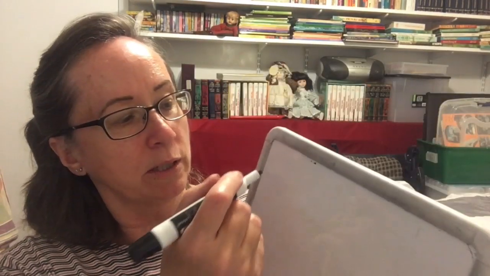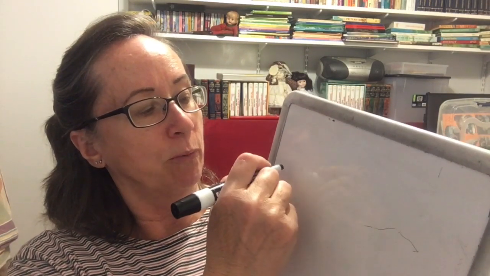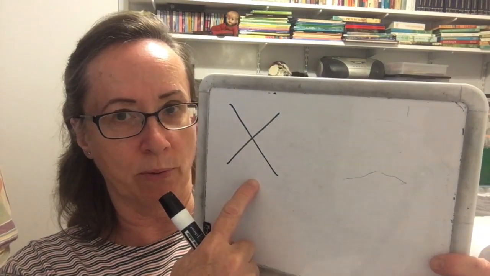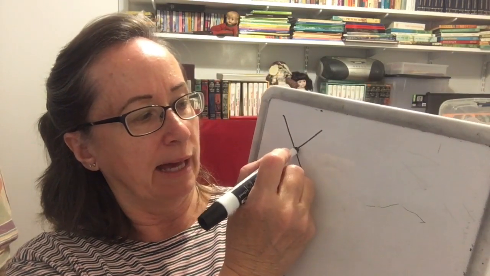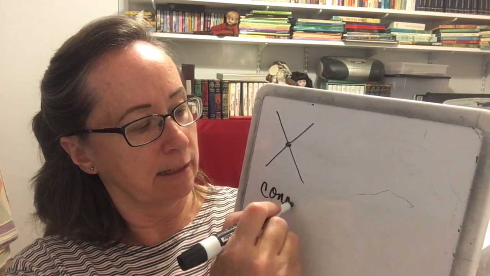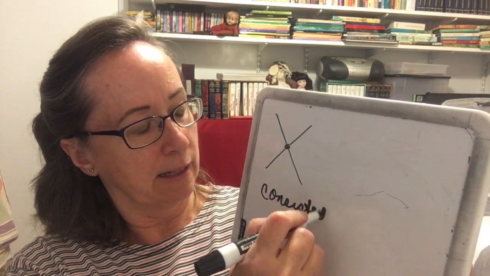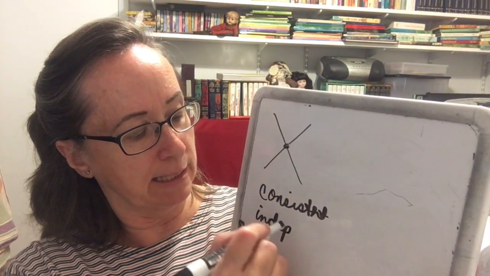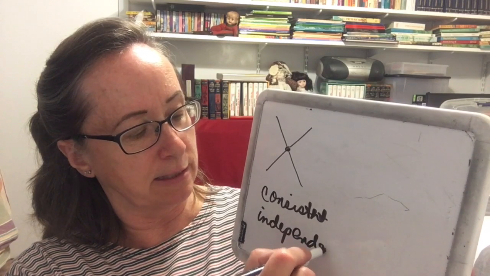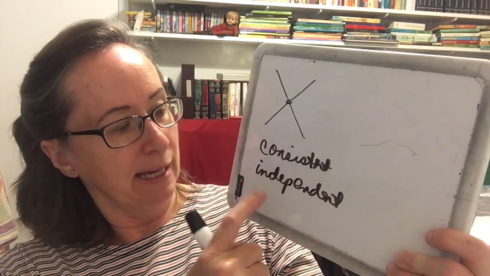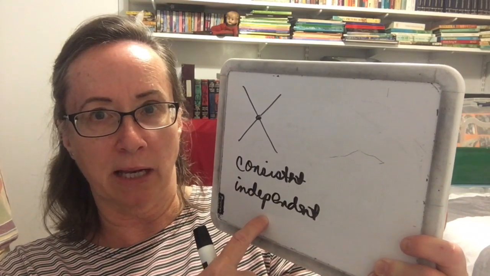All right, so now we're going into just some vocabulary that we're going to need. If we have a system that intersects in one point, we call this one consistent, independent. Now we went over these in class, but let's just review these. Consistent means it has at least one solution. Independent means they're not the same line.